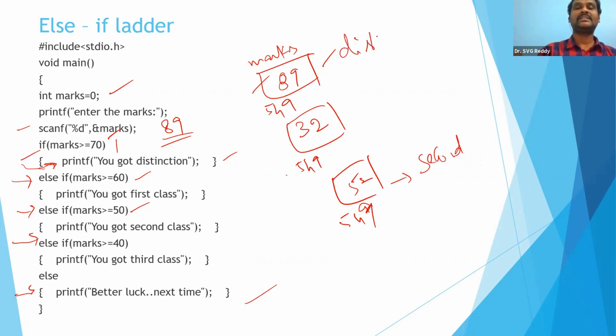Here you got it as distinction. Here you got it as better luck. Yes, lost the opportunity. And it is like this. So any marks you enter, you will get your result. Simply you will get your grade. That's all. Okay, using else if later. So let's not waste time. Let's execute and check it. So it gives the 100% result now.